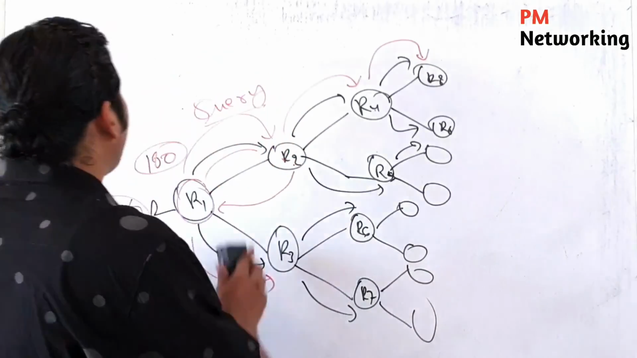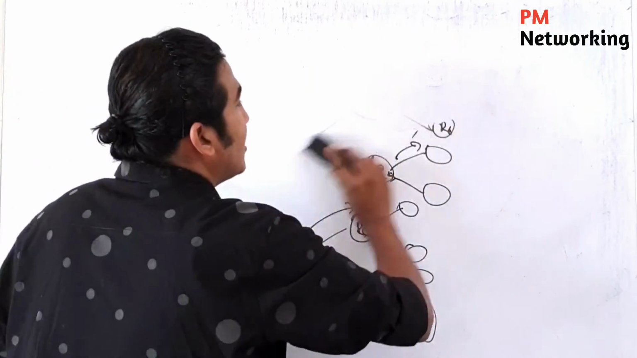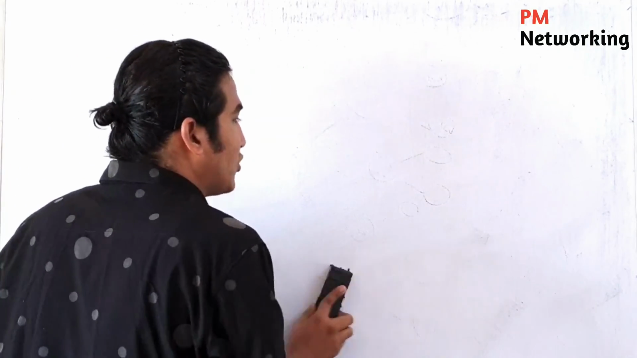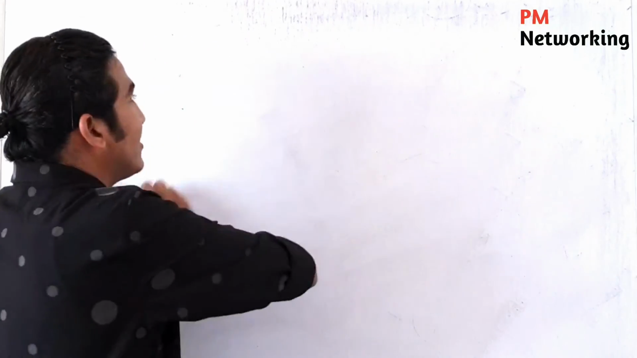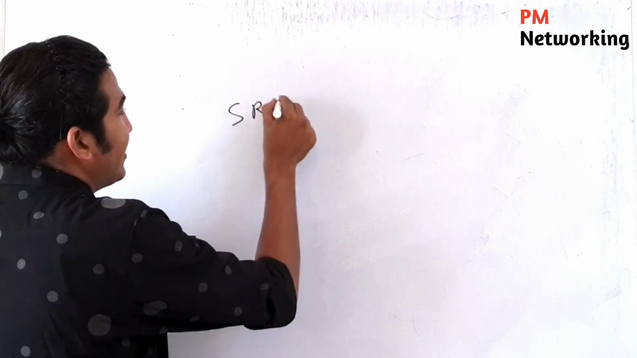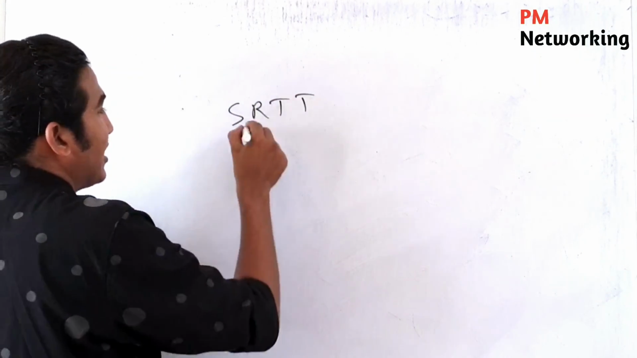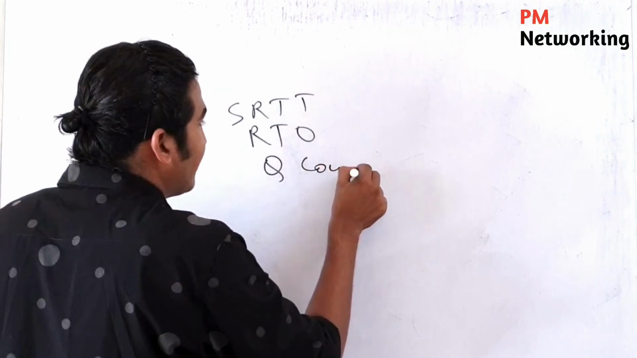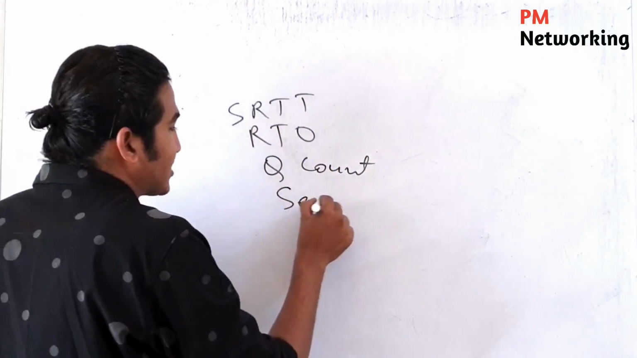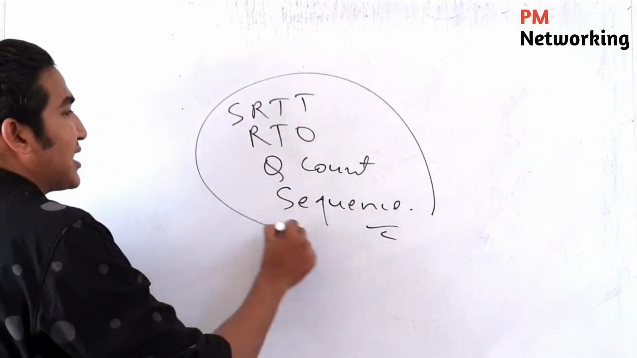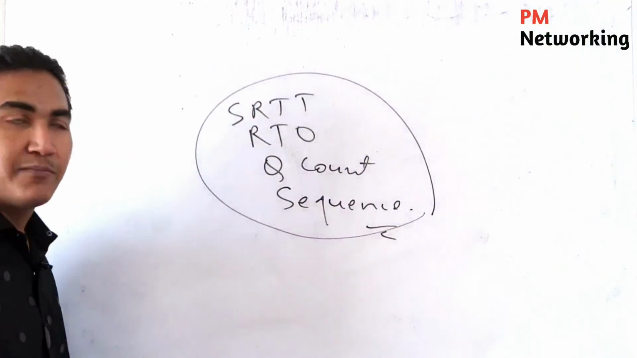And guys, there is one more thing. If you run show IP EIGRP neighbor, then you will see there is one SRTT time, you will see one RTO time, you will see Q count, right? Q count, and you will see sequence number. So we will discuss these terms in practical at the time of practical.